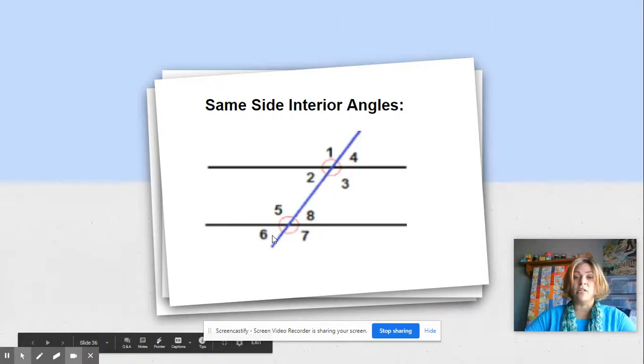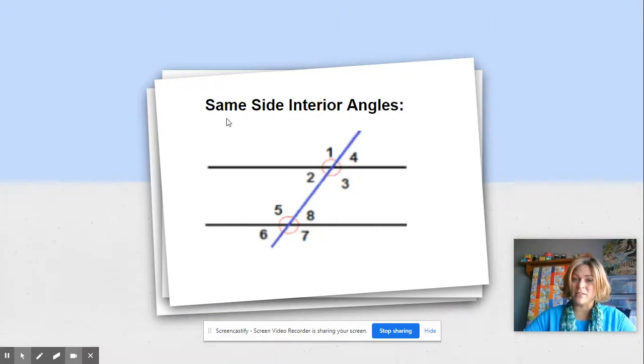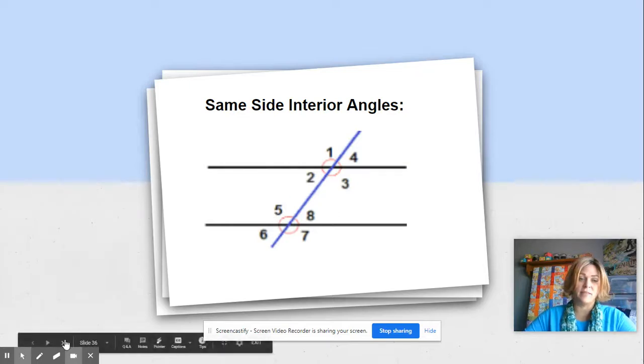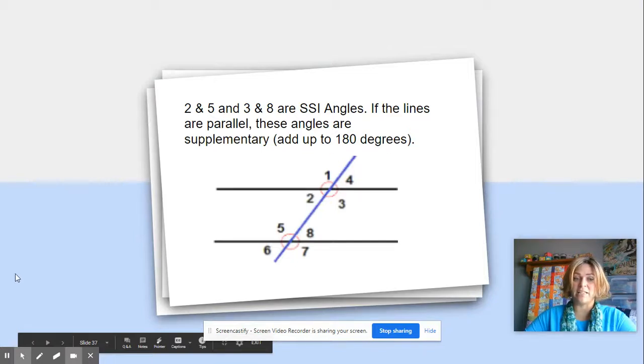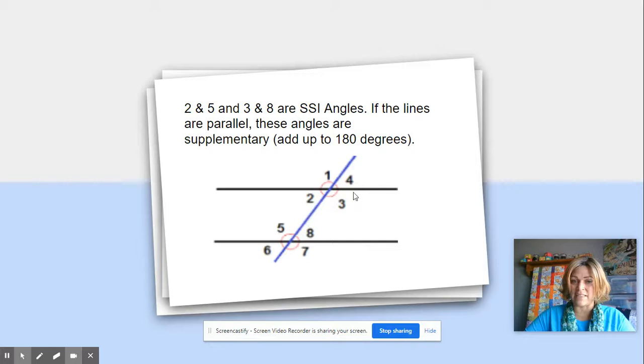Same side interior. You need to know those and you need to be able to identify those. So think about it: the same side of the transversal, that blue line, and inside the parallel lines. So 2 and 5 are same side interior. That means angle 5 plus angle 2 will add up to 180. Same with 3 and 8. Okay, so together they add up to 180 degrees. They are supplementary. And this is how I tell my students to remember: same side are supplementary, and they kind of look like a C. So that's a lot of S sounds. Same side are supplementary, and they look like a C or a backwards C, kind of a blocky C.